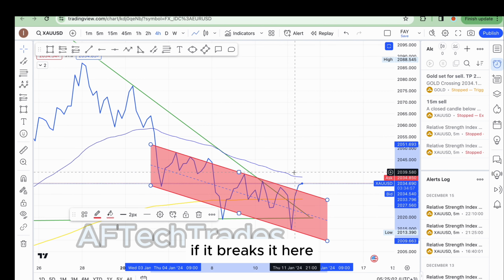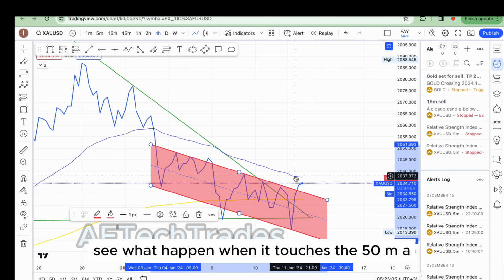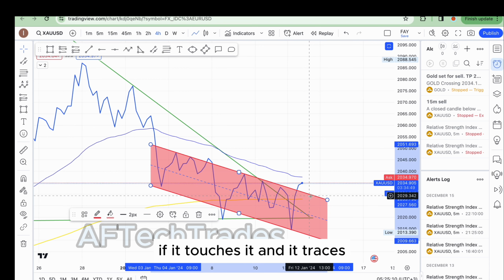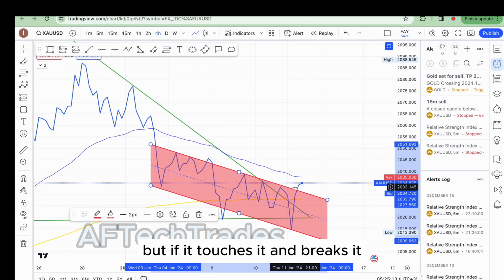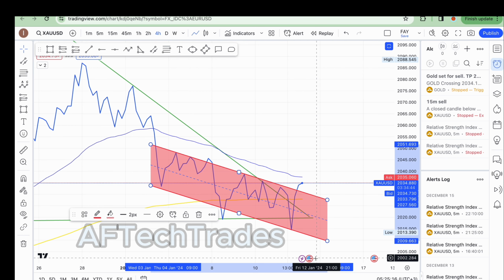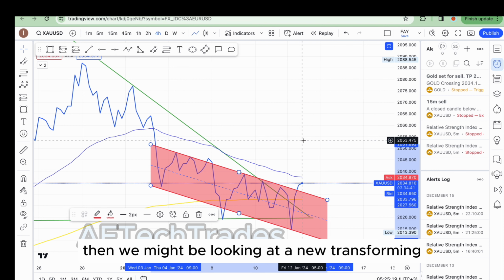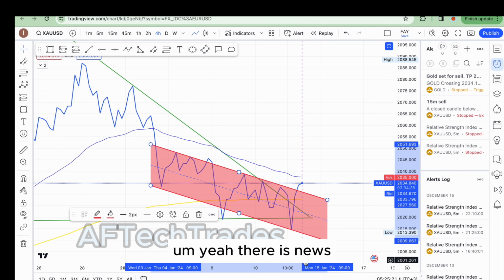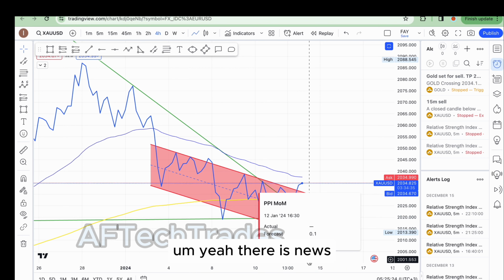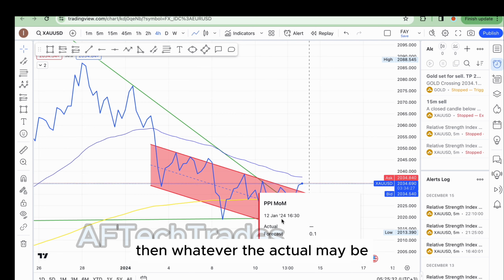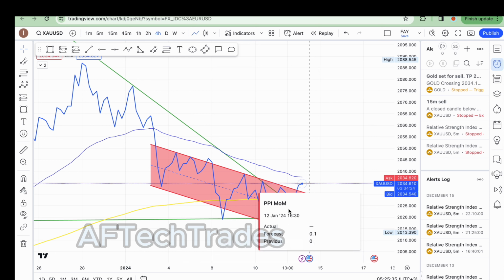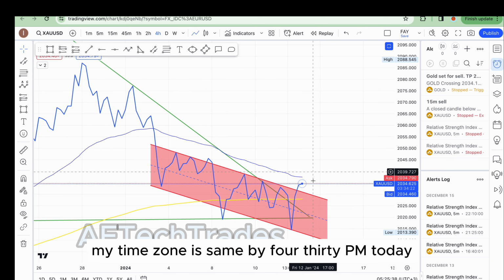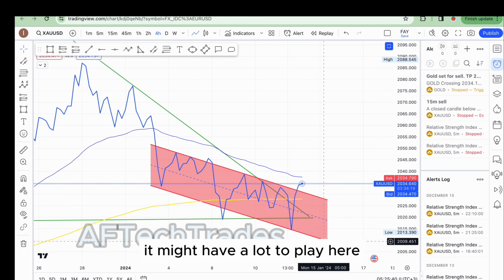If it breaks it here, of interest for me is to see what happens when it touches the 50 EMA. If it touches it and retraces, then it's retracing back downward. But if it touches it and breaks it, then we might be looking at a new trend forming. Yeah, there is news. PPI month on month forecast is 0.1, previous is 0.1, then whatever the actual may be, which is today, my time zone is saying by 4:30 p.m. today. So whatever that is, it might have a lot to play here.